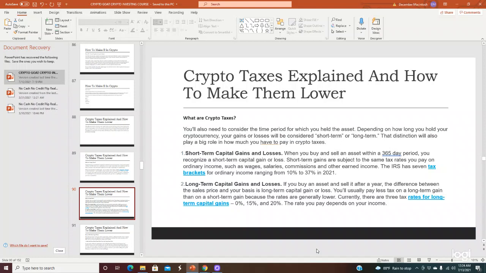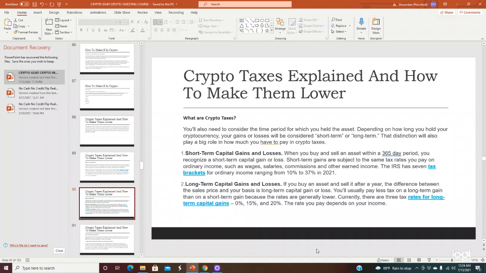So 2 is the long-term capital gains and losses option or time period. If you buy an asset and sell it after a year, the difference between the sales price and your basis is long-term capital gain or loss. You'll usually pay less tax on a long-term gain than on a short-term gain because the rates are generally lower. Currently, there are 3 tax rates for long-term capital gains: 0%, 15%, and 20%. The rate you pay depends on your income.